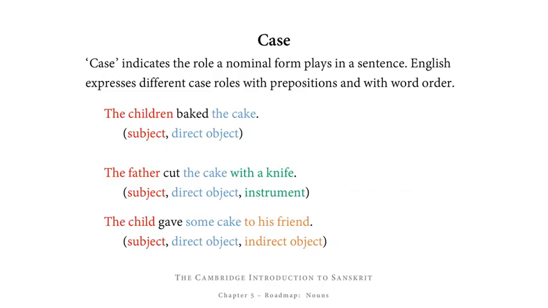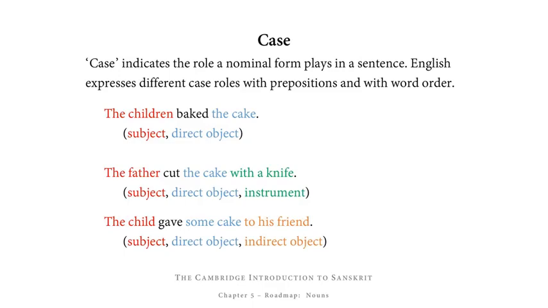So let's begin by looking at case. Case is a technical grammatical term, and it's defined as that which indicates the role a nominal form plays in a sentence. What do we mean by that? Well, there are all sorts of roles that nominal forms or nouns can play in a sentence, such as the subject or the direct object. The subject is that which does something, the direct object is that which has something done to it. For example, in this sentence, the children baked the cake. Here with the verb baked, the children are the ones doing something, whereas the cake, the direct object, has something done to it. The children bake, the cake is being baked.